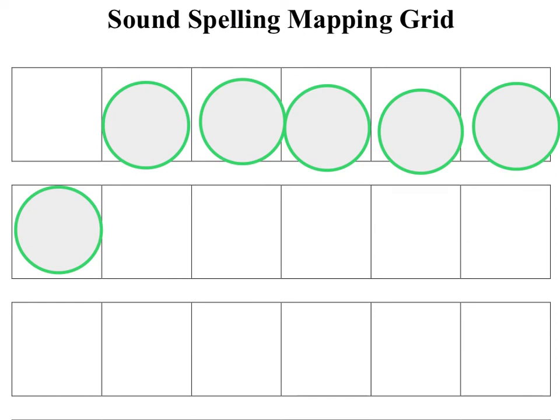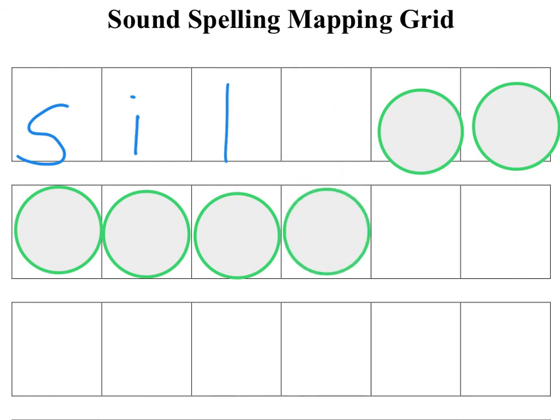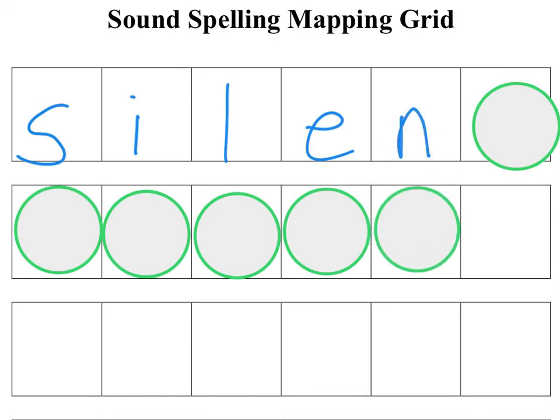S. What letter makes S? S, like a snake. Then I hear I. What letter says I? Well, I, when it says its name. L. The letter is L. E. E. N. That letter is N, and T. That letter is T.